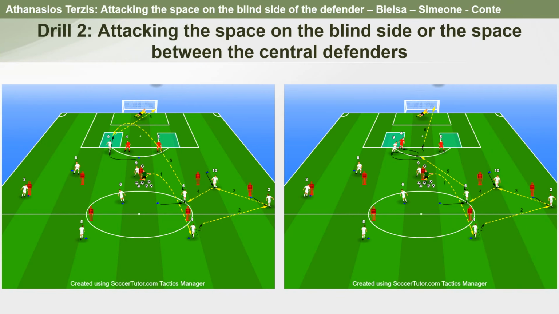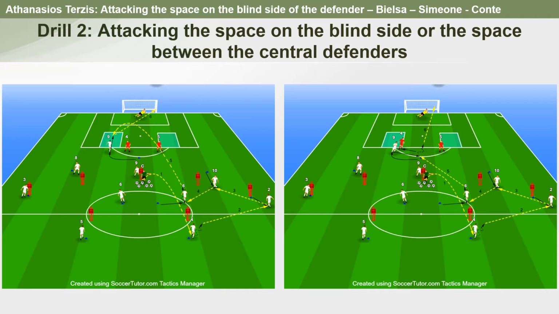Drill number 2 is about decision making. In order to achieve this, we add 2 central defenders for the defending team. Now the forward of the white team should read the reaction of the central defender and choose the appropriate option in order to be effective.